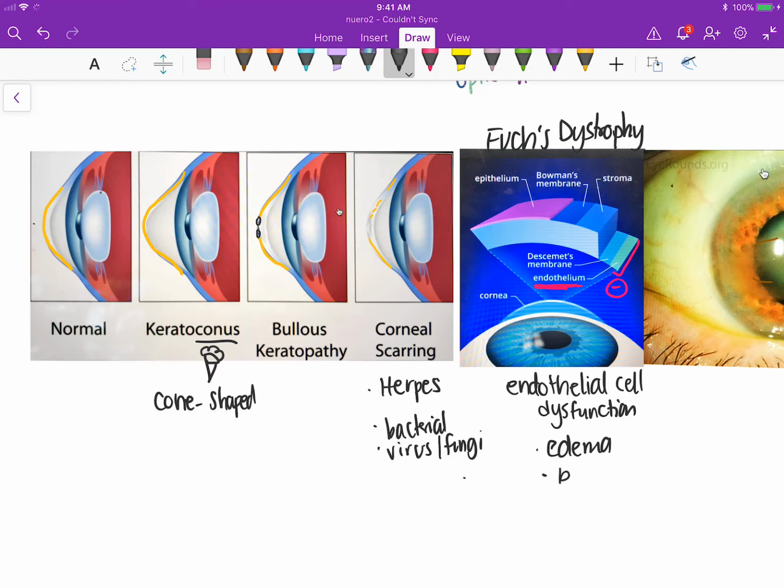It can also lead to bullous keratopathy, which is basically these small vesicles that are formed on the surface of the cornea. Okay.